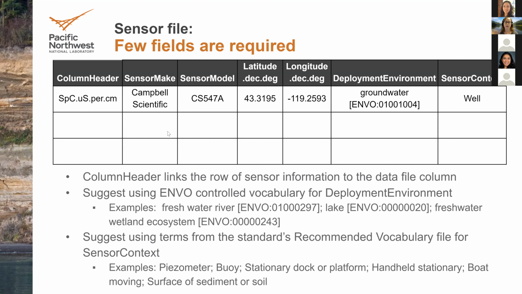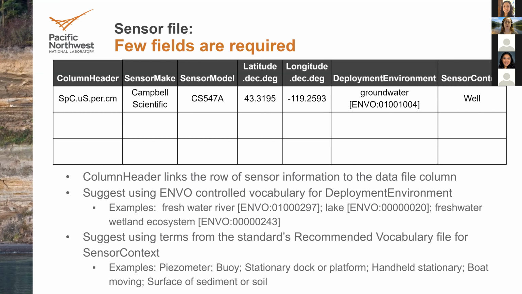And then the other required fields, sensor make and model, because if a user is coming to the data newly and wants to publish about it, they're going to need that information for a methods section. Also, it allows them to then look up additional information about the sensor that the person who created the data package may not have wanted to include.